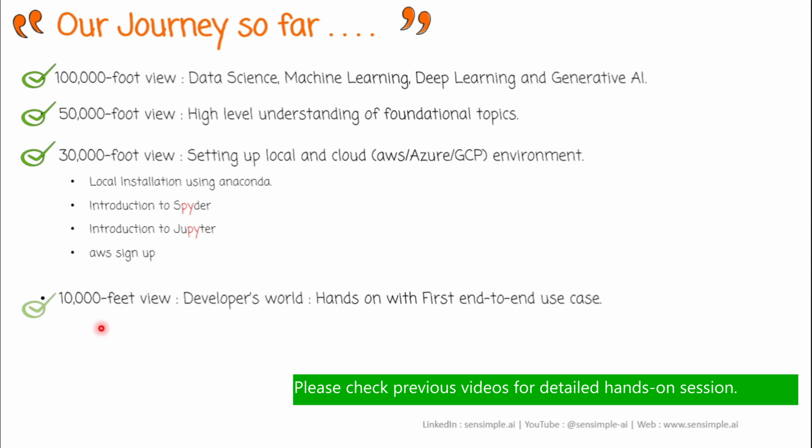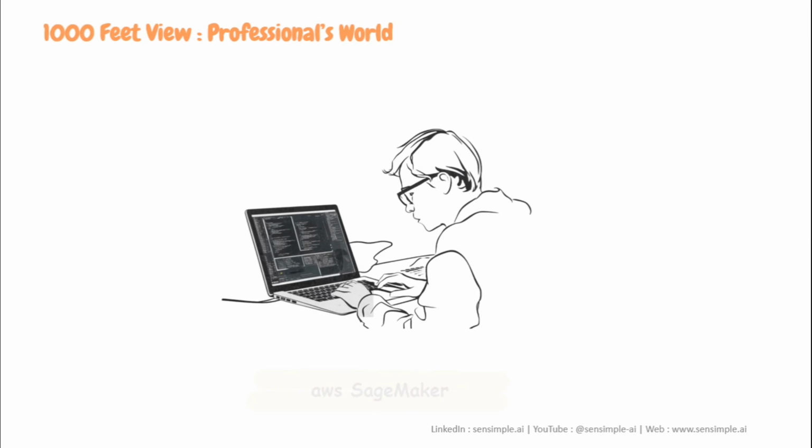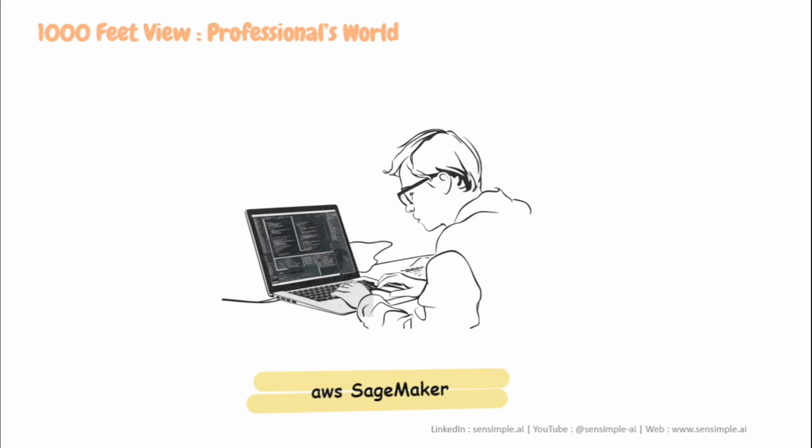And then we became a real developer at our 10,000 feet view, where we not only coded a machine learning program, but we actually built a graphical user interface as well. And now we are here to become a complete professional at our 1000 feet view by putting our knowledge and seeing what exactly is AWS SageMaker and why do we really need it. Enough of recap. We are in a real rush to see SageMaker at first hand. So let's head straight into our garage and see what AWS SageMaker is.